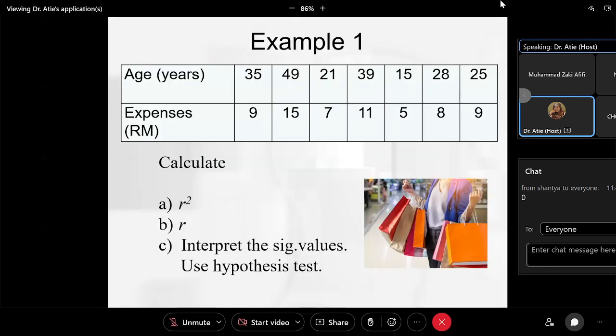So now let's take a break before we start with our SPSS. I will show you how to do this using SPSS. This one will be on page 138. So let's take a break. In 10 minutes, please come back at 12.